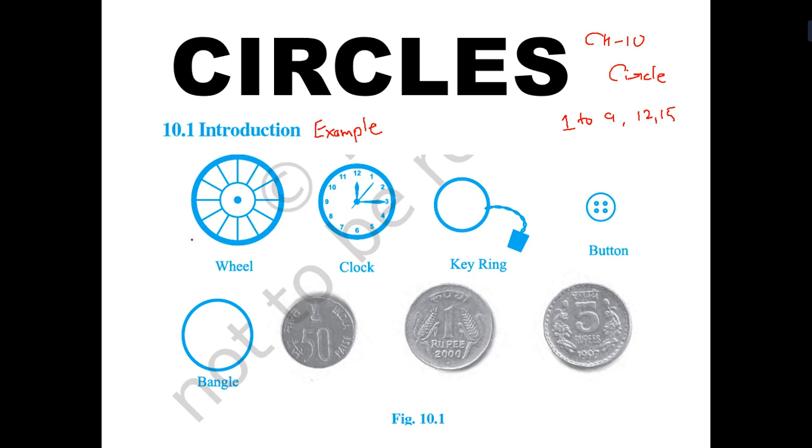If you look at our daily life, there are many figures whose shape is equal to a circle. Here a wheel, I think you have seen it, a clock, a key ring, we can say it is a circle, a button, a bangle, and coins. These are all related to the circle. 50 paisa, 1 rupee, 5 rupees. These are all figures with reference to the circle.